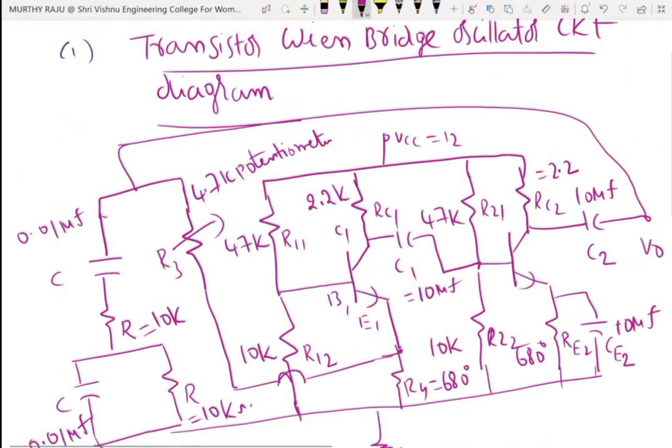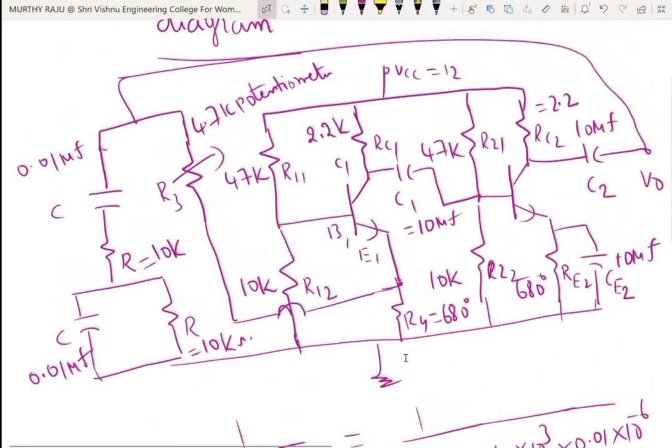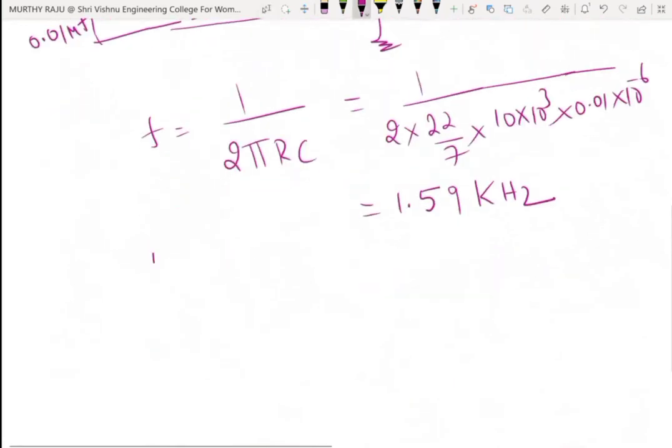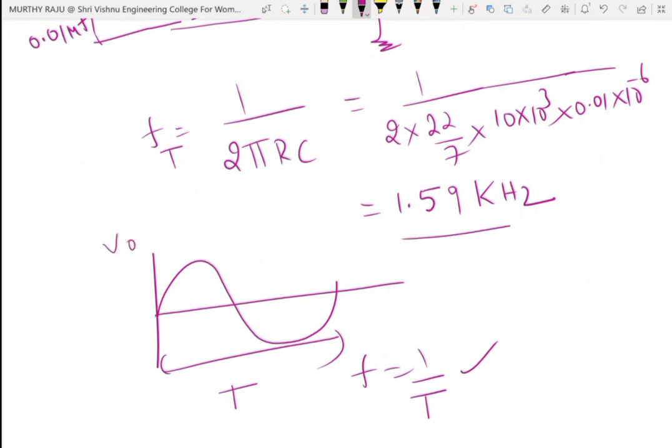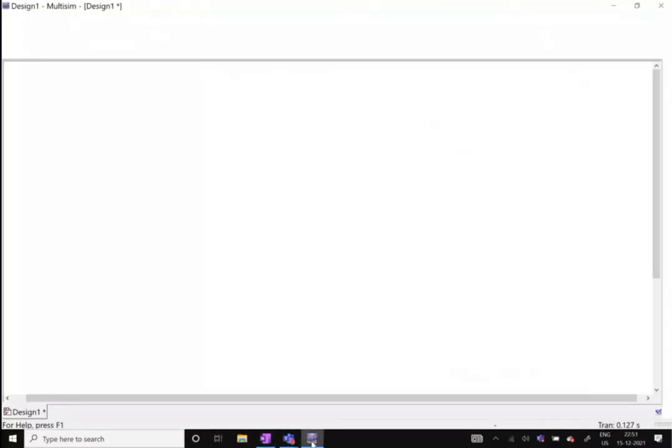The design part was already explained in the last video. This is the original circuit diagram. Next, we will see how to generate some sine wave with time period T, and frequency F is equal to 1 by T. Calculate this practical value and compare it with the theoretical value Ft. Now we will see that simulation by using Multisim.